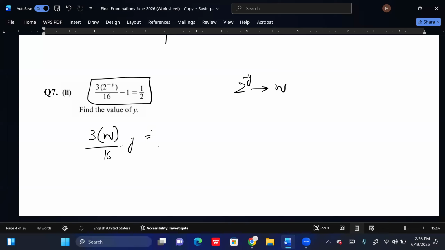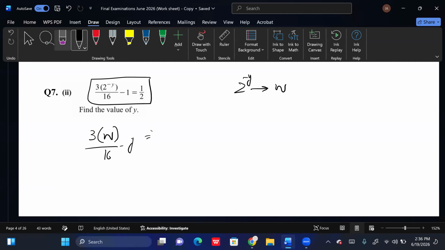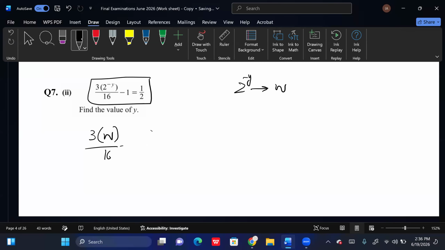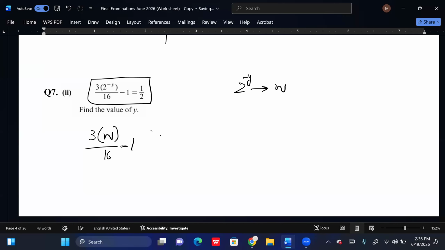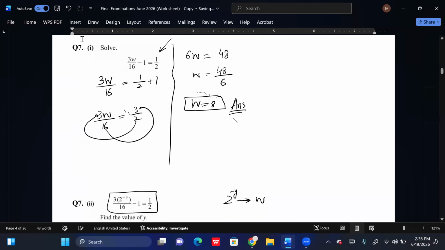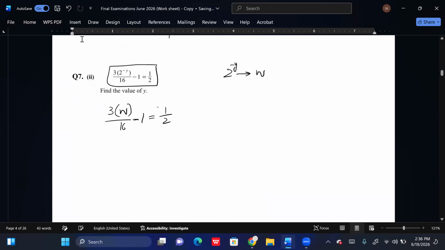I'm telling you, if I write the w here, you will see the same equation again, minus 1 and 1 upon 16, the same equation. It means here I found w as 8. It means this is the value of 2 power minus y. We have to calculate the value of y.